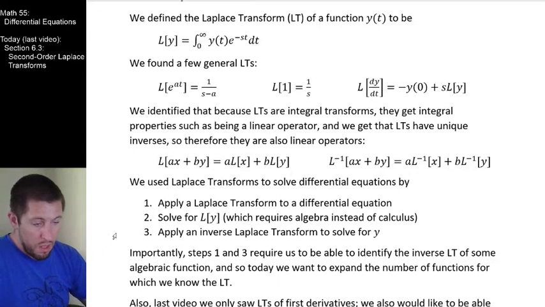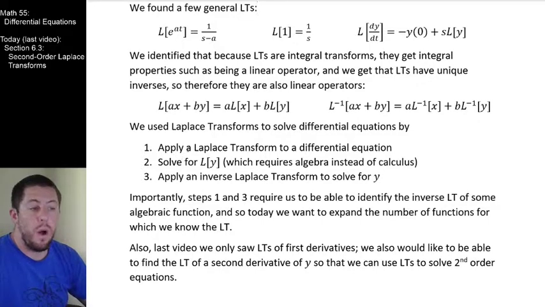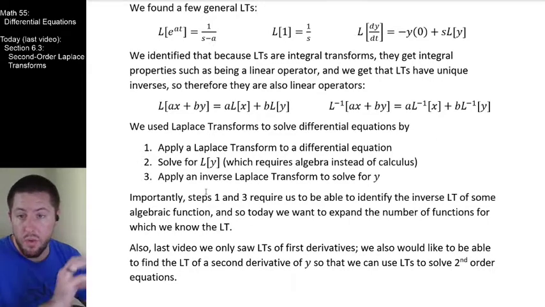The important thing to recognize here is that steps 1 and 3 require us to be able to apply a Laplace transform to an arbitrary function, or an inverse Laplace transform to recognize the form and pull back. So what that means is that we really want to expand the number of functions for which we know the Laplace transform.